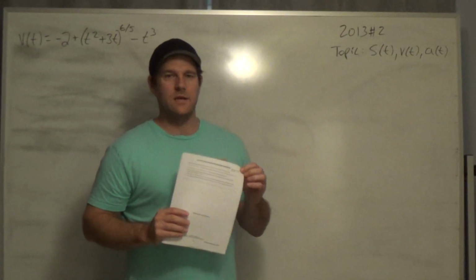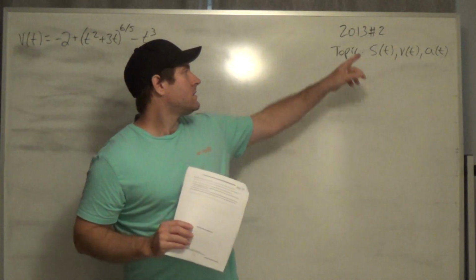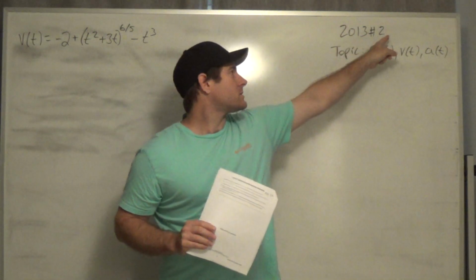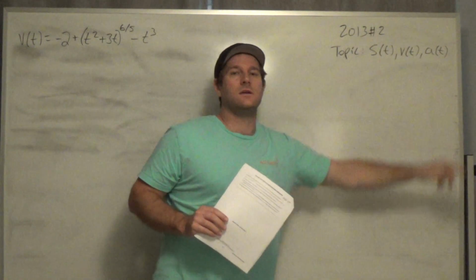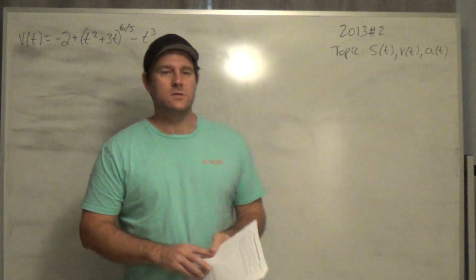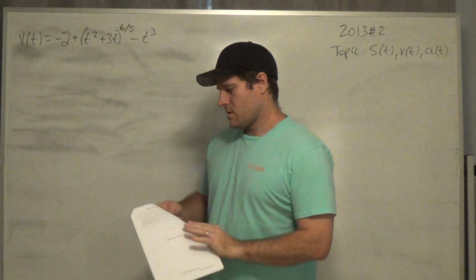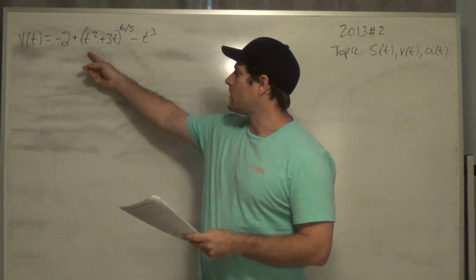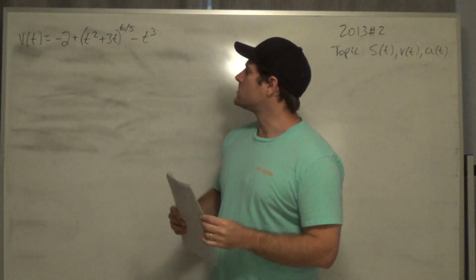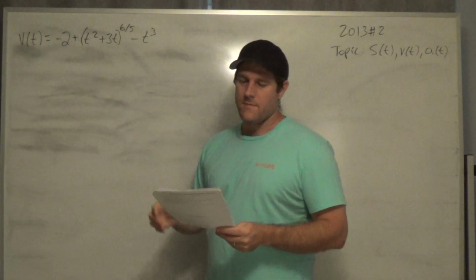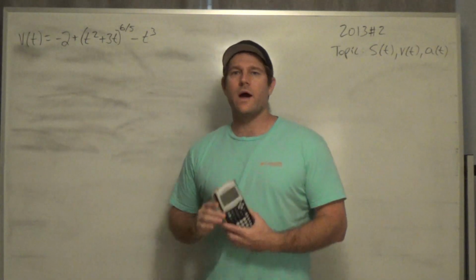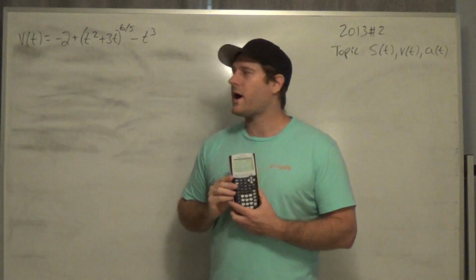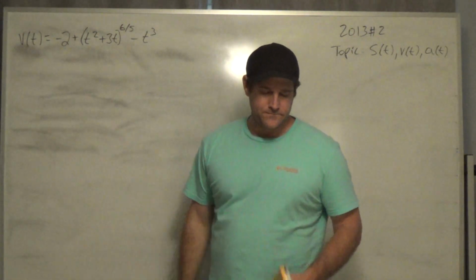This is the date May 4th in the packet, 2013, question number 2. The topic is a position function. Position, its derivative velocity, its derivative acceleration. You can see here on the board the equation that we're dealing with, -2 plus and so on. And I started the problem by taking this and plugging it into y1 in my graphing calculator. So in y1, I have this.